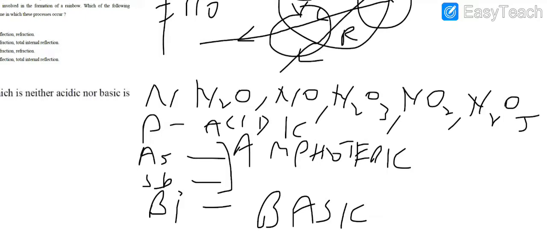Now you will notice one thing, that in these oxides the valency of nitrogen is increasing. Like in N2O it is 1, in NO it is 2, in N2O3 it is 3, then NO2 it is 4, and N2O5 it is 5.